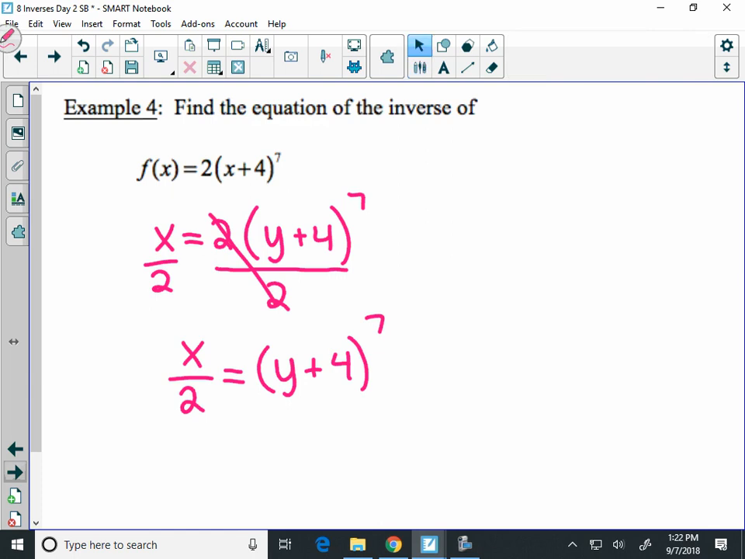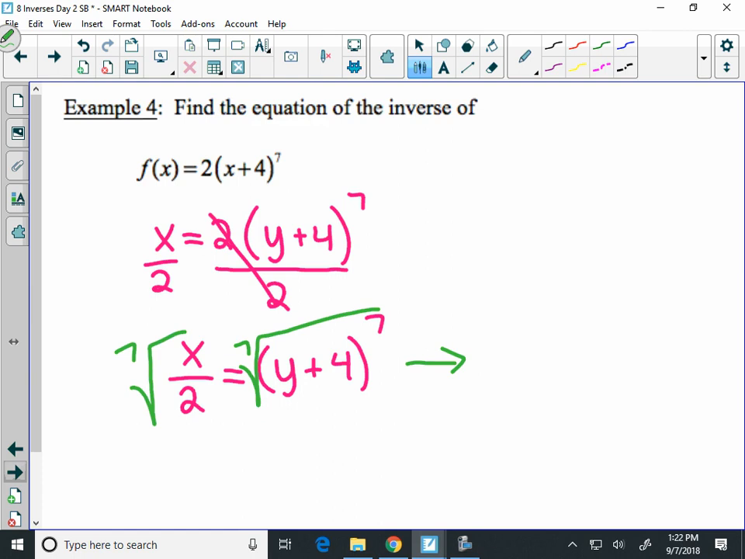The 7. So you're going to take the 7th root of both sides. So when you take the 7th root of the left, the whole fraction stays under there. And then the 7th root of the right-hand side makes the exponent of 7 disappear. We're not going to do a lot with 7th roots. This is probably the only one all year. So we have the 7th root of x over 2 equals y plus 4. Now it looks a little bit better.